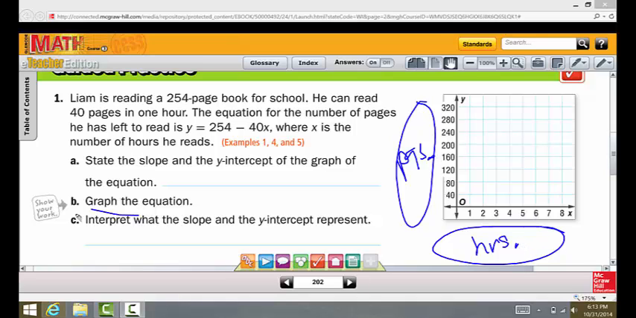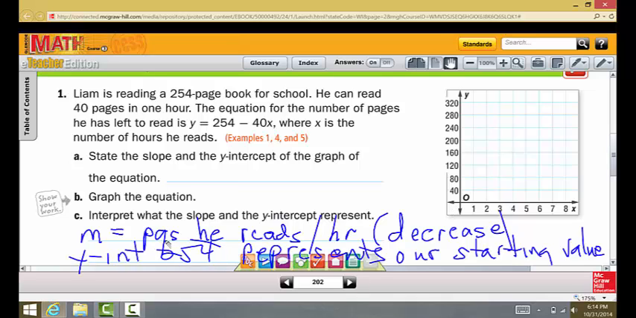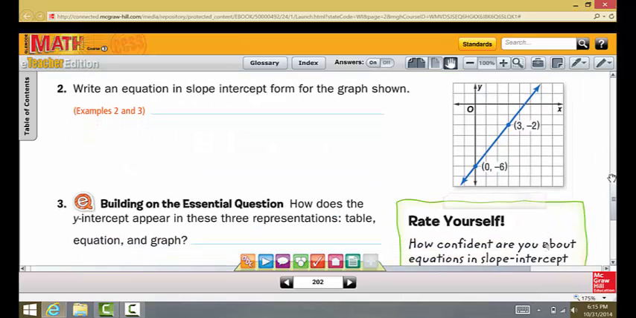Now I want you to interpret what the slope and the y-intercept mean. Well, remember, we had a slope of negative 40x. You can say that m equals the pages that he reads per hour, and it is a decreasing value, so it is a negative slope. Our y-intercept of 254, I should say, represents our starting value, how many pages he had to read to begin with.